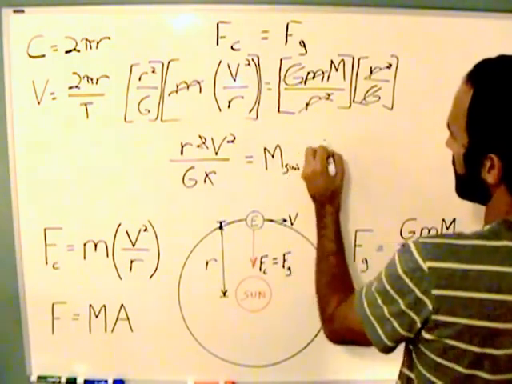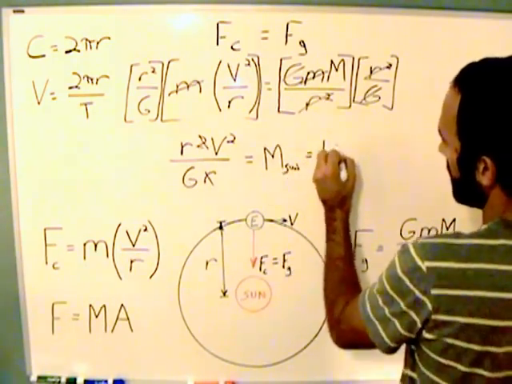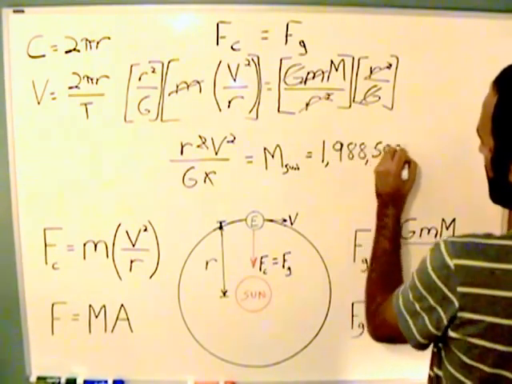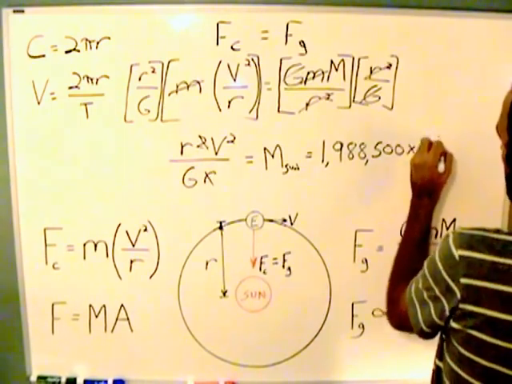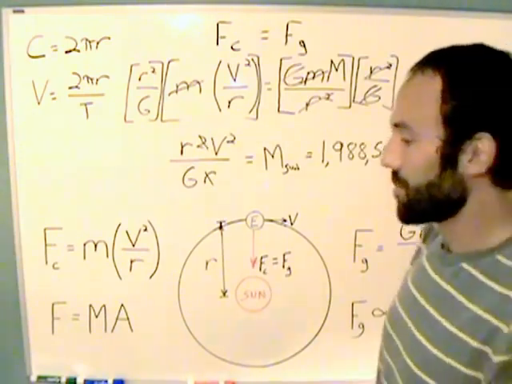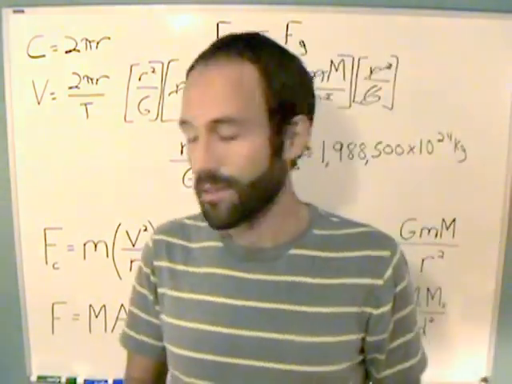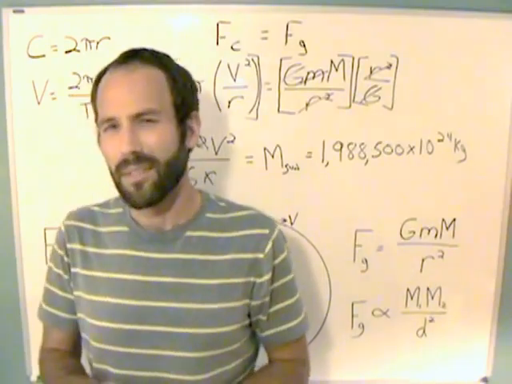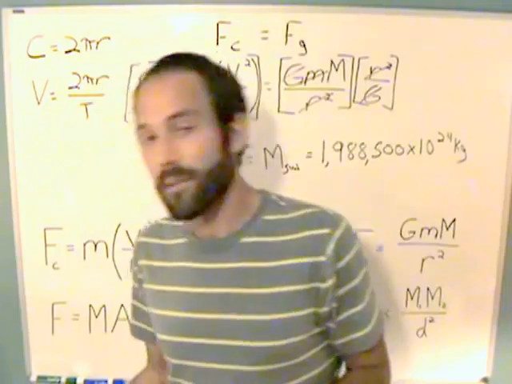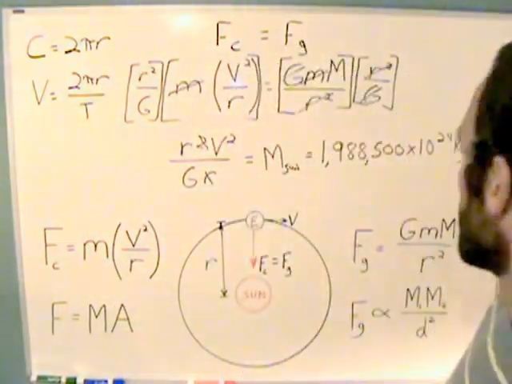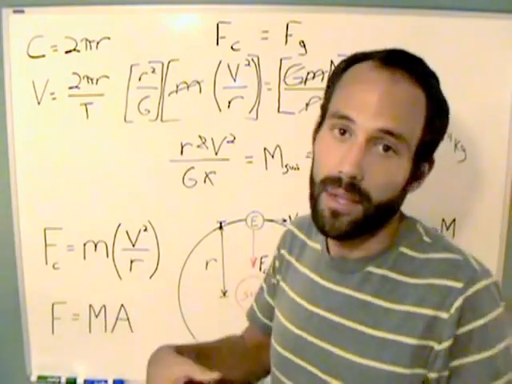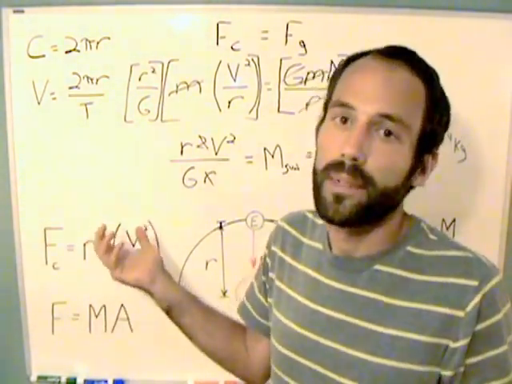And that comes out to 1,988,500 times 10 to the 24th kilograms. Now this is many, many times more massive than the Earth. The Earth is actually 5.97 times 10 to the 24th kilograms, I think. Roughly. So, many, many times more massive than the Earth, is what we're told. Which, you see in the solar system model, the sun appears huge compared to all the planets.